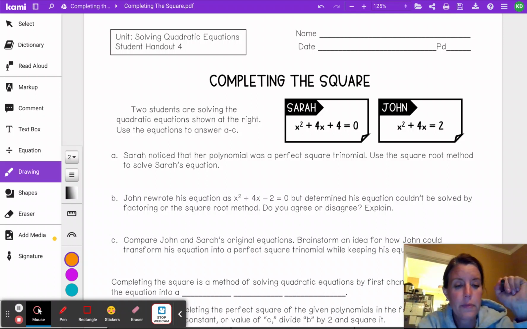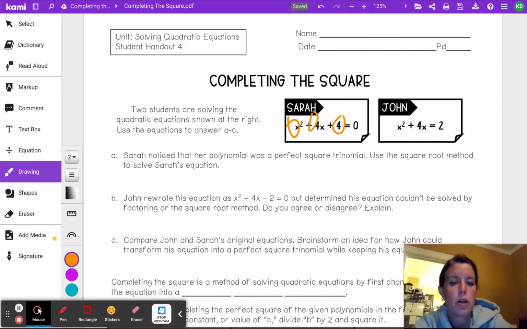All right, completing the square. Let's look at these two equations. Sarah is saying that her polynomial is a perfect square trinomial, which it is, because you have to look at your C term, see if that is a perfect square. It is. Your term in front of your X, your A term, that is a perfect square. It's a 1. And if you do square root of 4, you get 2. Square root of 1 is 1. 2 times 1 is 2. And then 2 times 2 is 4, which is your B value. So yes, it is a perfect square trinomial. It would be x plus 2 squared equals 0.